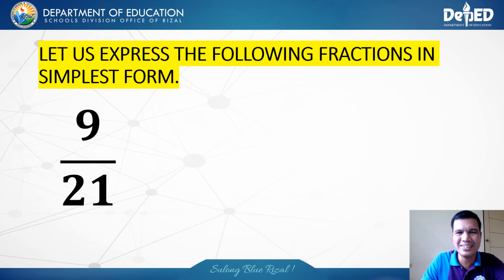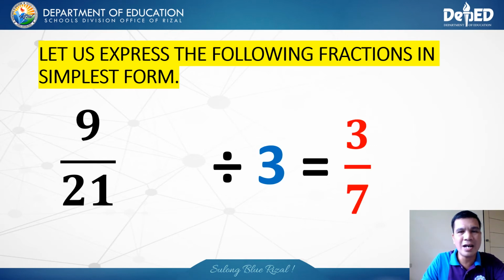Very good. The GCF of 9 and 21 is 3. So we are going to divide 9 divided by 3 and 21 divided by 3. And our answer will be 3/7. The lowest term of 9/21 is 3/7. Okay, nakukuha? Okay, ayan. Very good. Let us have another example.